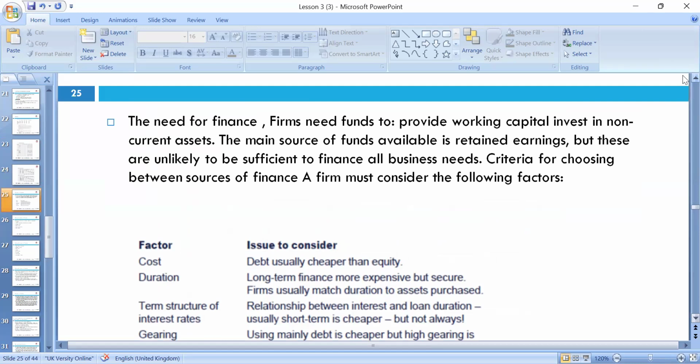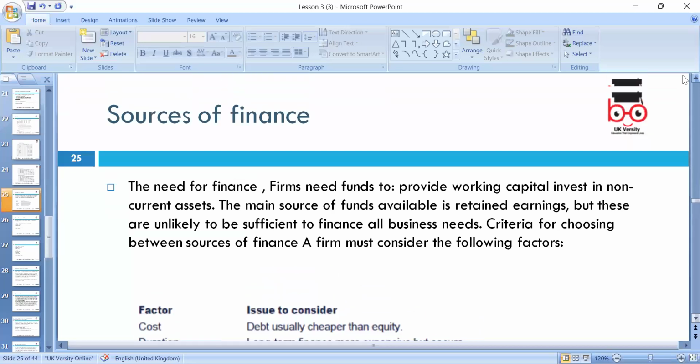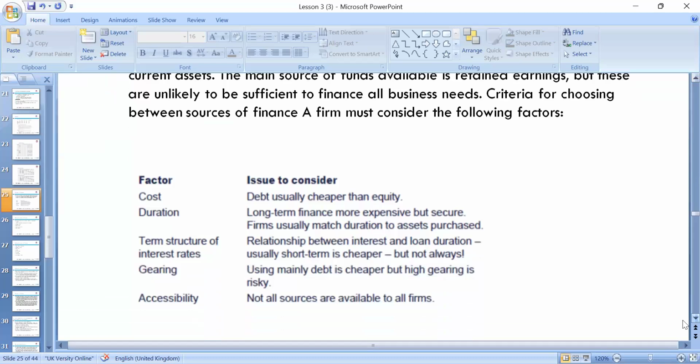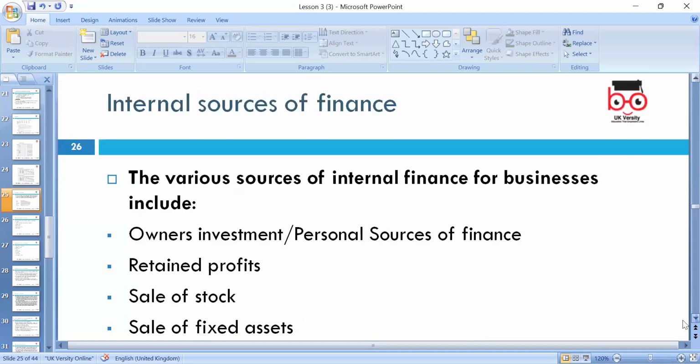Okay, so when you're making the budget, are you looking at borrowing money? Next we're looking at the sources of finance, where we can borrow money if we need to. Always when you decide where to borrow, look at the cost, look at the duration, look at the term of the interest, look at the gearing ratio, debt to equity, how much debt you have in a business, how much equity you have, and accessibility. Then you can decide which one you go for.